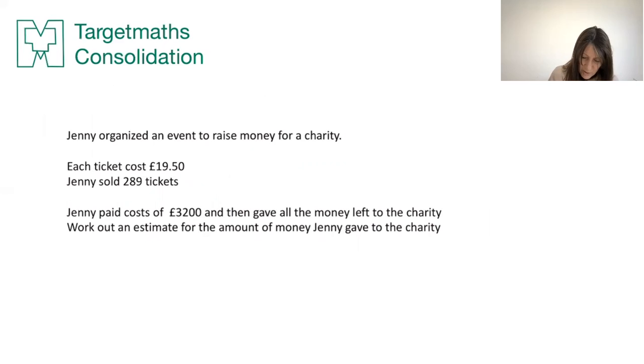Right, hopefully that all important word was spotted so that we're not doing any extra work that we don't need to. So we're rounding to the nearest one significant figure, which gives that one £20. And we're going to say 300 tickets were sold. So 300 tickets at £20 each is going to give us £6,000. Obviously, she had her expenses of 320.